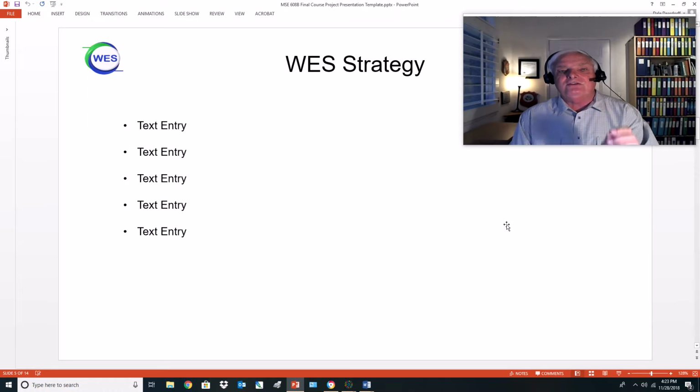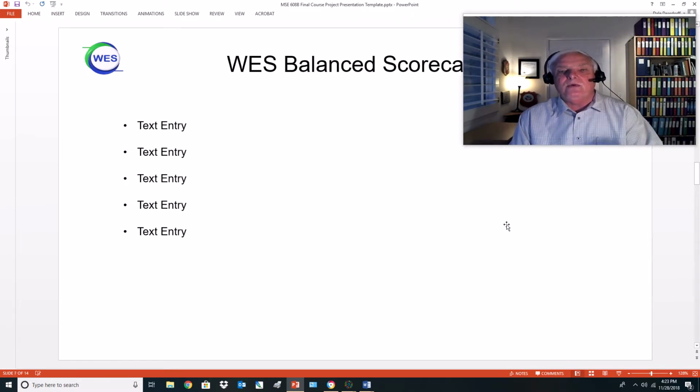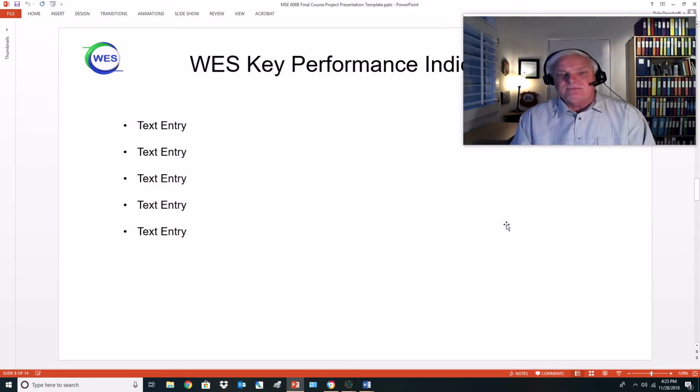Then we're going to go into the strategies. Identify the WES strategies that you created for us. Then WES SMART goals. What were the SMART goals? Then the WES Balanced Business Scorecard. What did that look like? Feel free to take snapshots of these and create images and drop them on here. In addition to that, the KPIs: what were the key performance indicators, and what do you think was relevant about them? Which one was probably the best KPI? Which one do you think is the one that will allow you to measure the organization the best?